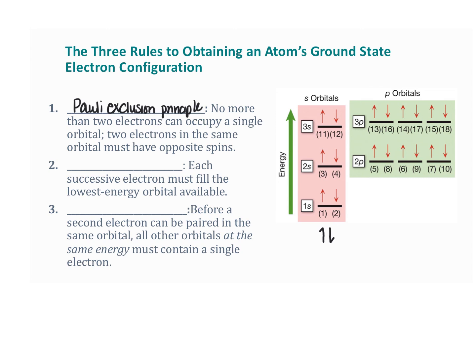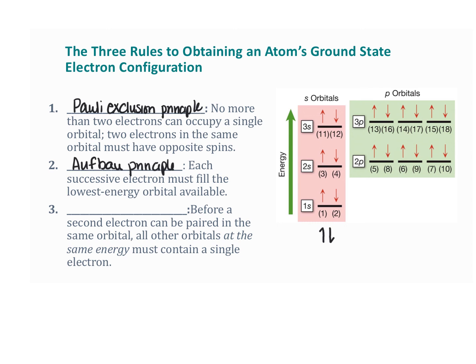The next rule is the Aufbau principle, which states that each successive electron must fill the lowest energy orbital available. So that just means we have to fill the lower energy orbitals before we go to the higher energy orbitals. So we have to fill 1s before 2s and 2s before 2p.